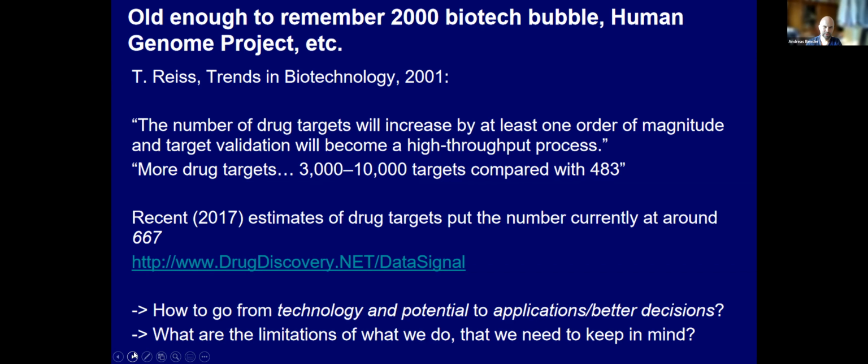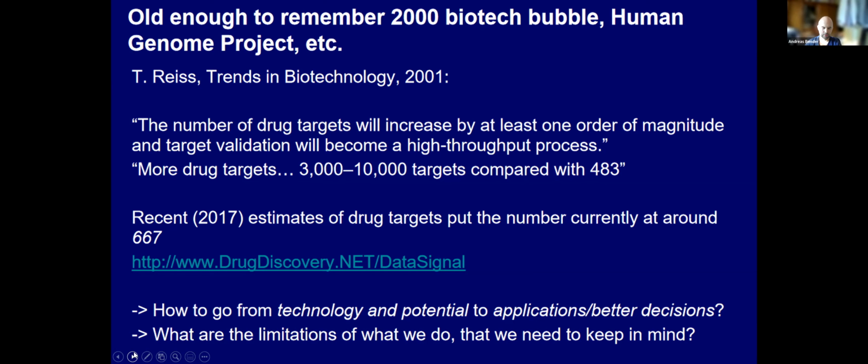But actually 15 or 16 years later, there was a Drug Discovery Today article, and that put that number of drug targets at around 667. So not 3,000 or 5,000 or 10,000, right? It's just 50% more. So what does it mean? Quite often, you don't actually get what you wish you would be getting when you surf on that hype cycle.